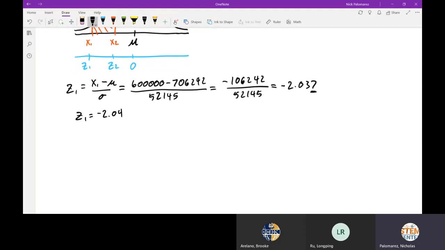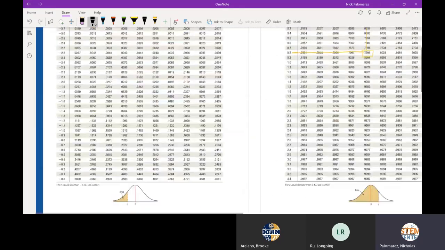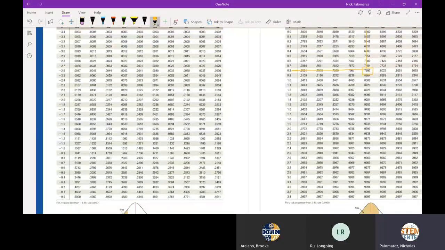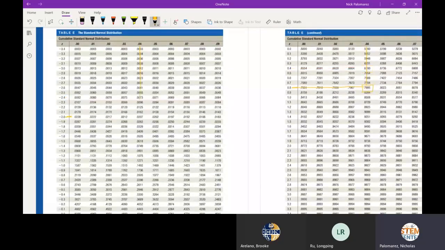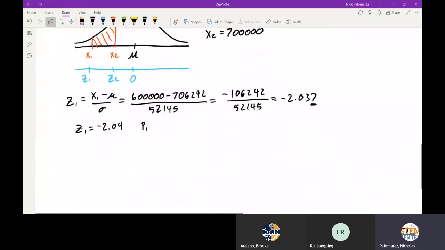So we can go ahead and look that up now. We'll call it P1, the area to the left of z value negative 2.04. So now we're on the negative side for the z values. We'll go to the first page of the table, negative 2.0, and we're looking for 0.04. So we trace that down and across, and we get that our first area is 0.0207. So we'll call that P1, and we'll just put that over here.